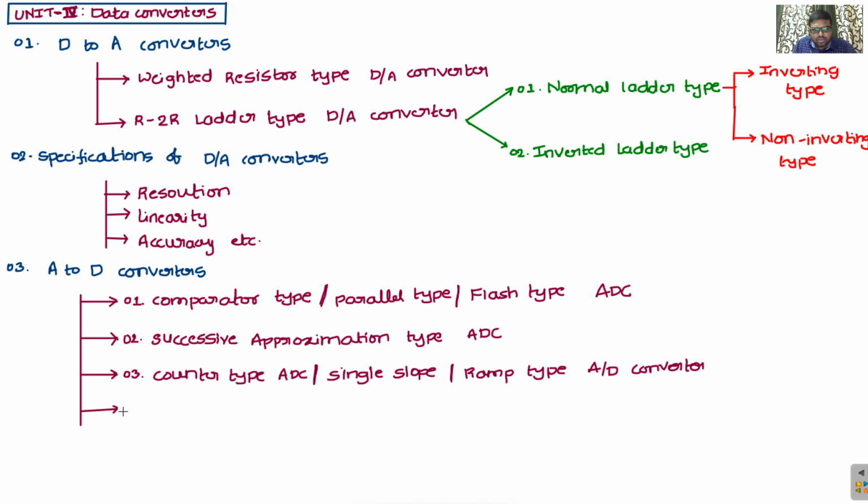Okay, next, fourth one, dual slope ADC, which is also called integrating ADC, integrating A to D data converter. So these are the A to D converters, four types: comparator type, successive approximation type, counter type, and dual slope analog to digital data converter.